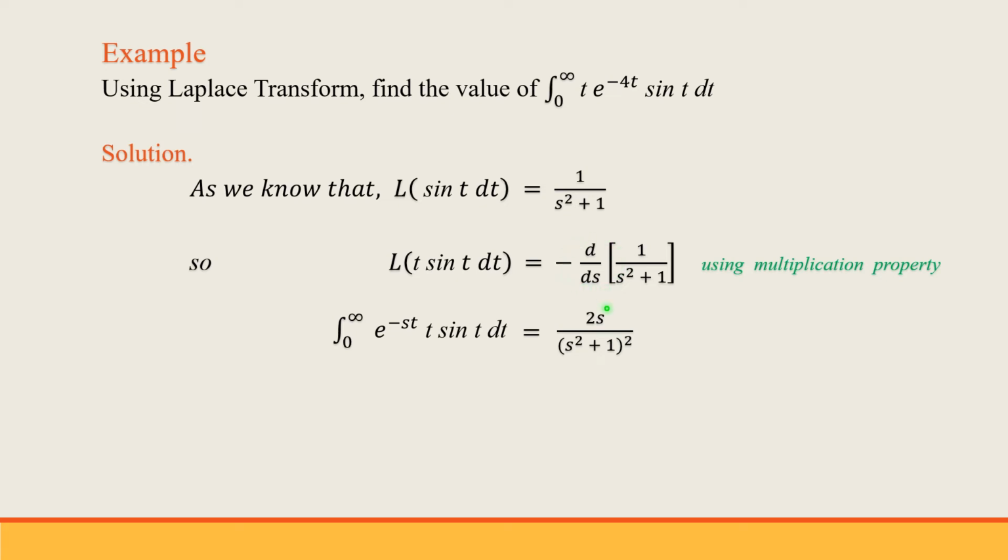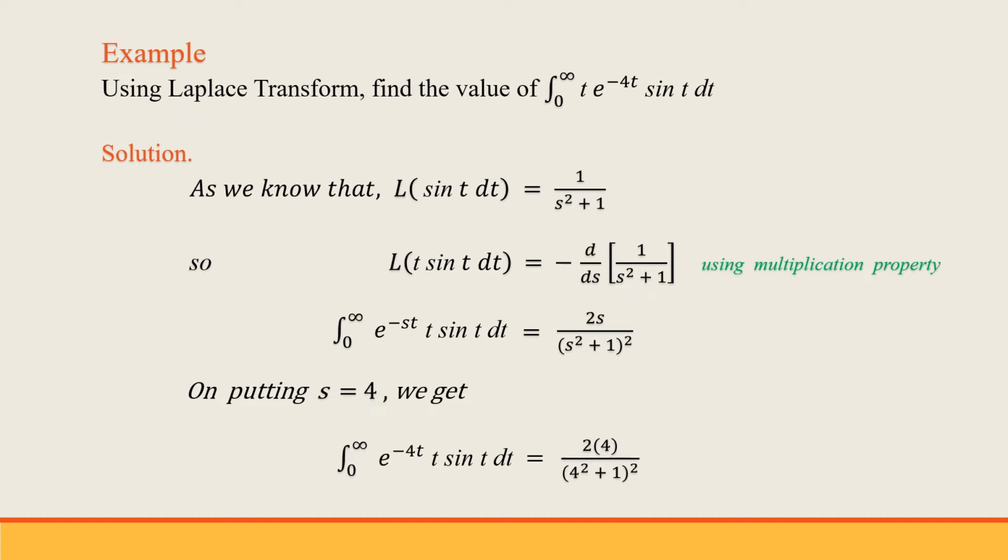So, now if we replace s by 4, that is, if we put s equal to 4 in the above equation, we get integral 0 to infinity e raised to the power minus 4t into t sin t dt equal to 2 into 4 by 4 square plus 1 whole square, which is equal to 8 by 289.